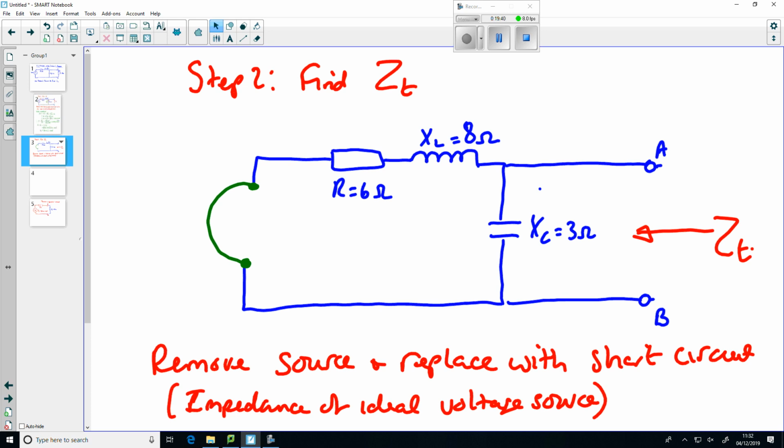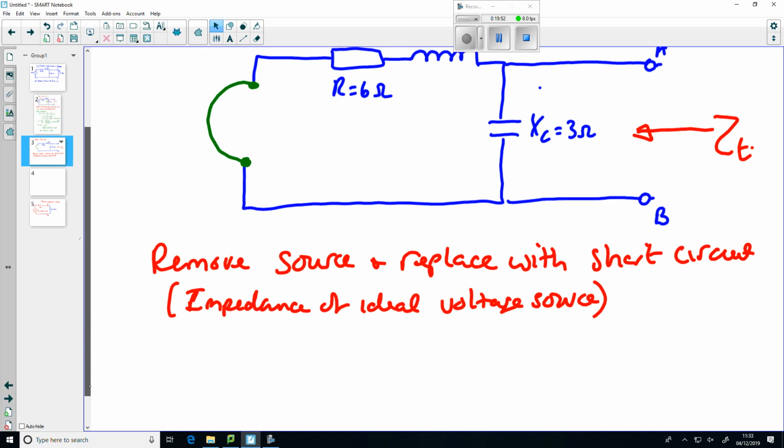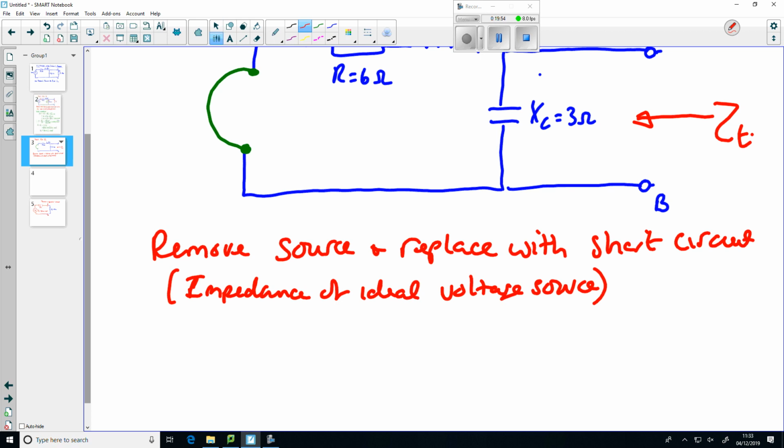In terms of parallel series, what we've got is Z little t is equal to XC in parallel with XL and R in series.